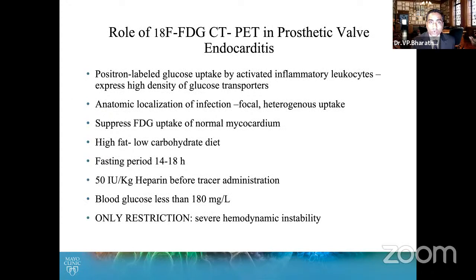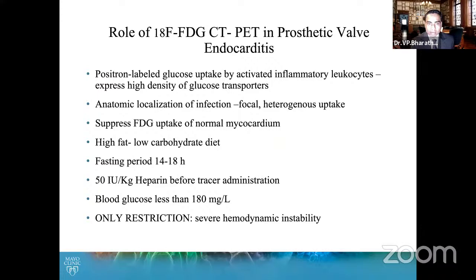Then the role of PET CT. PET CT has become one of the important diagnostic tools in our armamentarium, especially for patients with prosthetic valve endocarditis or those with pacemakers and ICDs. The basic idea is that labeled glucose is taken up by activated WBCs because they express a high density of glucose transporters. So it helps to localize infection, and it is more predictive of infection if the uptake is focal and heterogeneous. I will show you some pictures later.